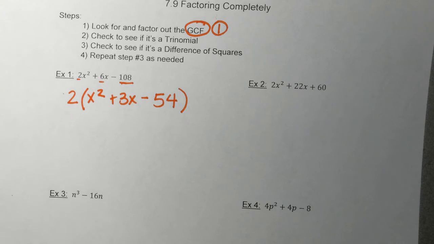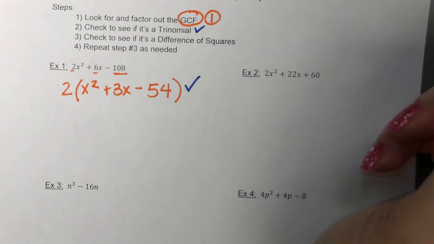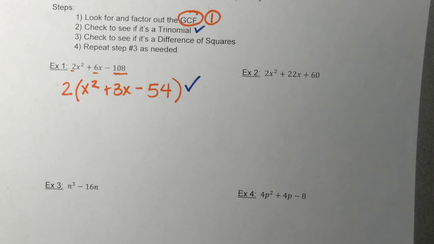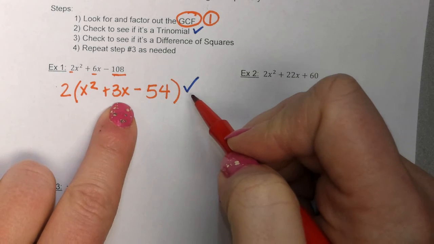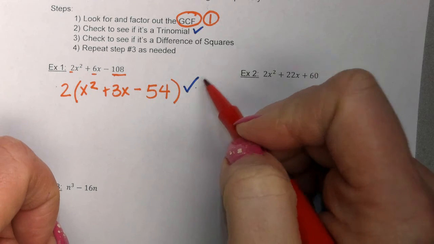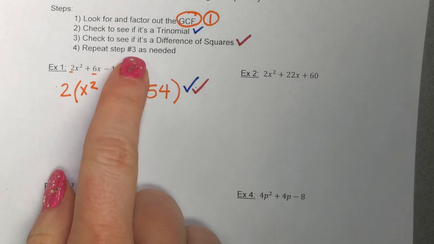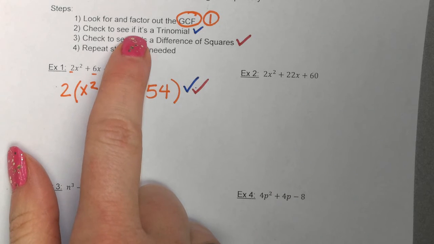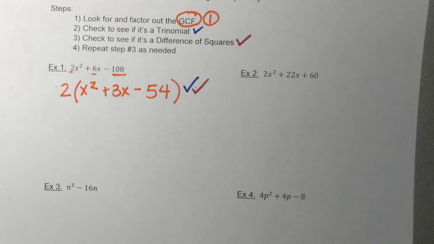Now, our step 2 is to see if it's a trinomial. Yes, it is a trinomial. Step 3, see if it's a difference of squares. It is not a difference of squares. This is not a squared term, neither is 3x, so it's not a difference of squares. So now, since it's a trinomial, we're going to factor it. Repeat step 3 as needed.